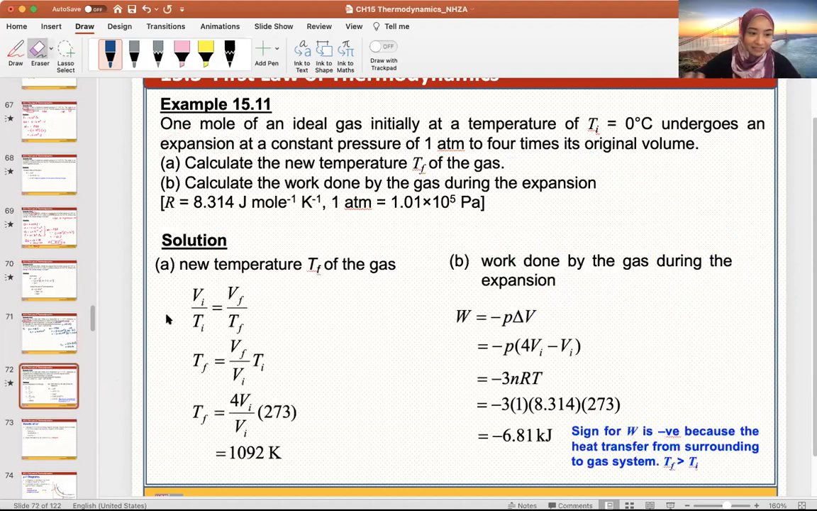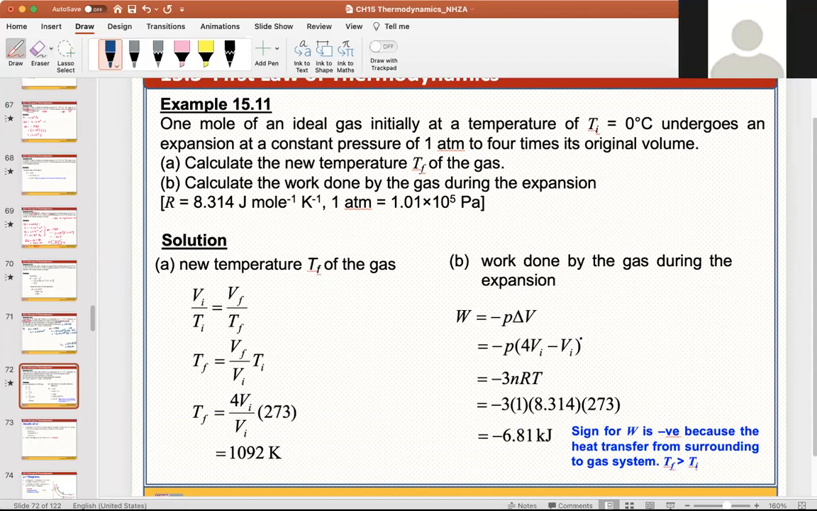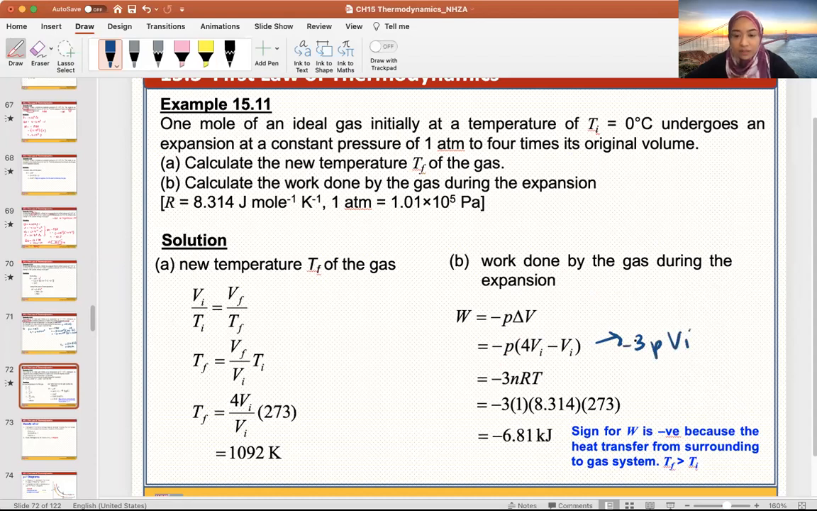Okay, moving on. So this is how they did it for V1 over V1. Sama je lah macam kita buat. And this one, W equals to minus 3, basically they use PV equals to nRT and substituted into this equation. Because they got P, they got this guy as 3 PVI minus 3 PVI again. So the delta is already gone. So they said, okay, we can substitute minus 3 nRT over here, which is the same as what Louis did.